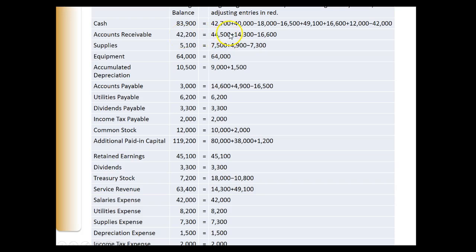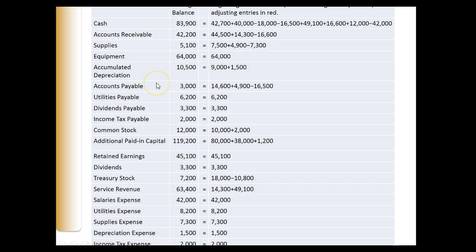We do the same with accounts receivable. We started with $44,500. We had some service revenues on account, and then we had where customers paid the accounts receivable. We end with $42,200. Our supplies, the same thing. What we started with, what we purchased, minus our adjustment at the end of the period. Our equipment has not changed. Our accumulated depreciation, in fact, did change with our adjusting entry of $1,500 for the month.